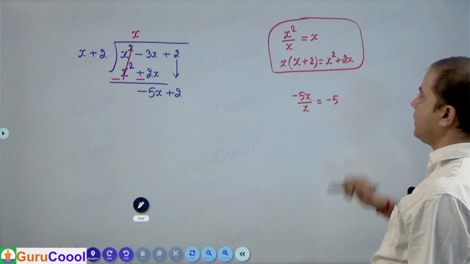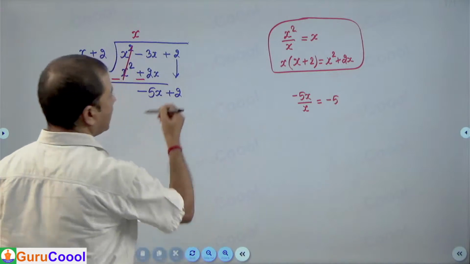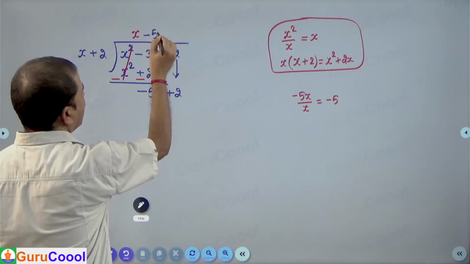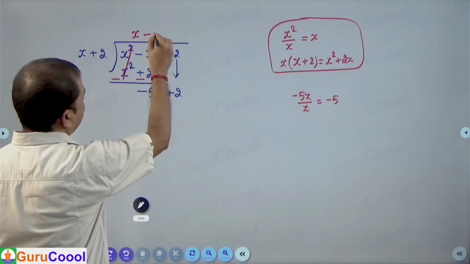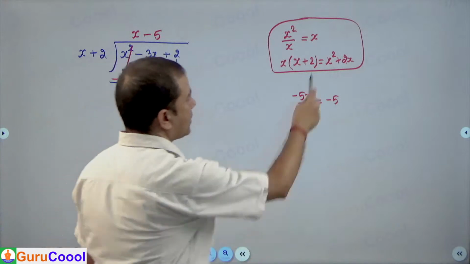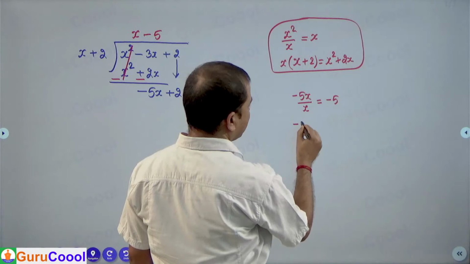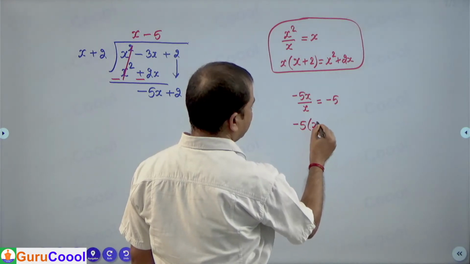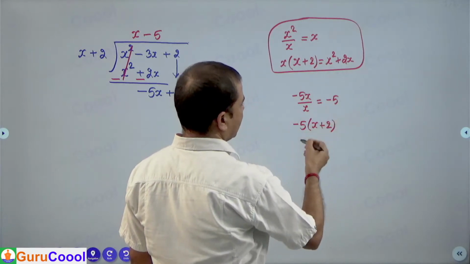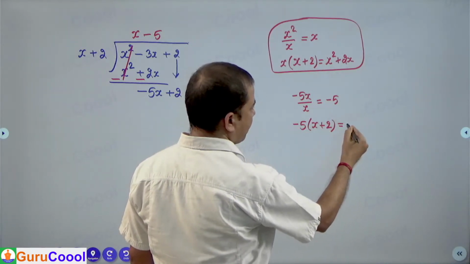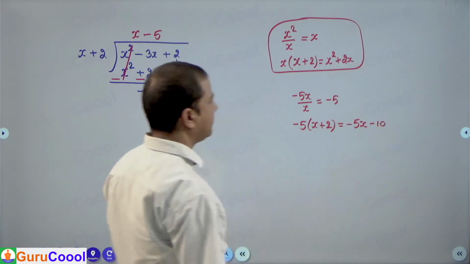Where will this minus 5 go? The quotient. Minus 5. And then the second step: minus 5x was multiplied with divisor. Here also minus 5 will be multiplied with divisor. Divisor is the same thing. Divisor is not changed, but dividend got changed. What is this? Minus 5x minus 10. Where will this go?